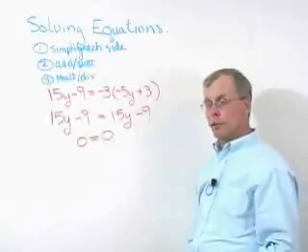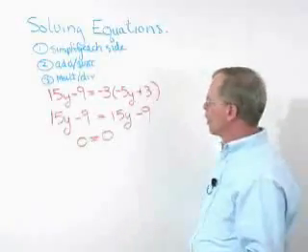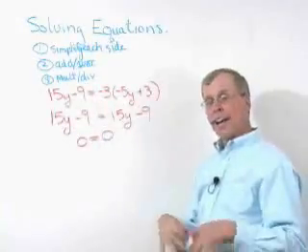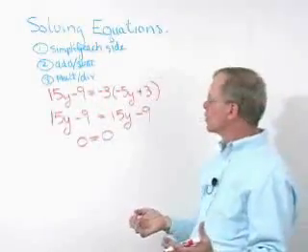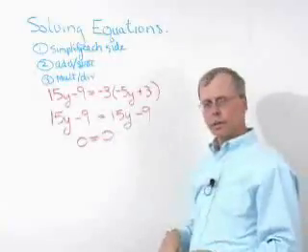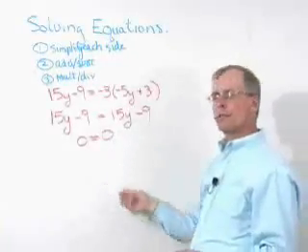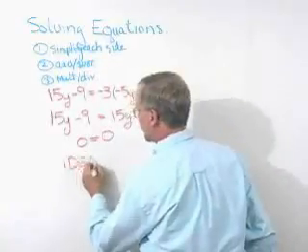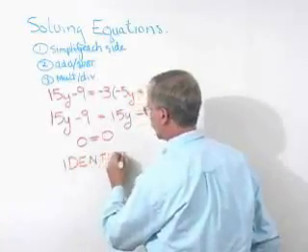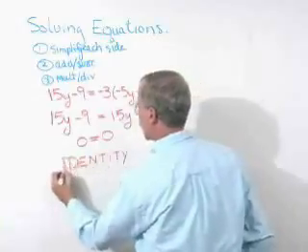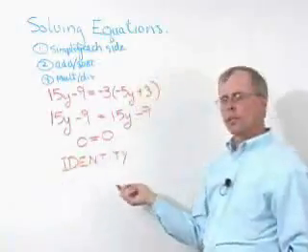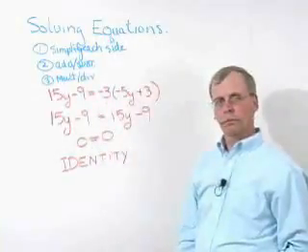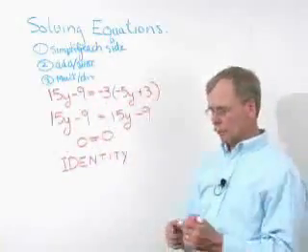Well, it's true, 0 equals 0, but apparently it doesn't matter what I put in for y. Any number I want to use will come out 0 equals 0 in this problem. This is a special form of equation that's called an identity. An identity is an equation whose solution is the entire set of real numbers. It has an infinite number of solutions.